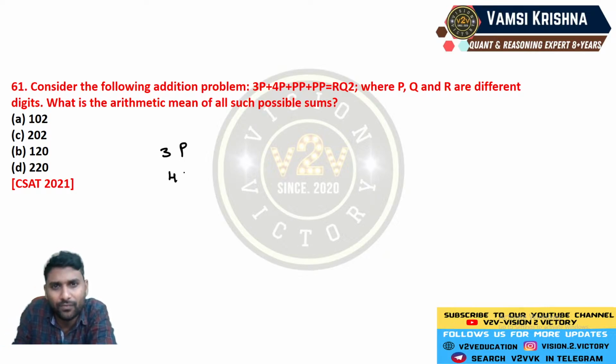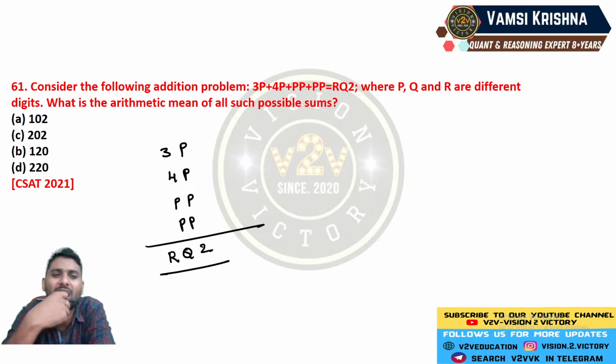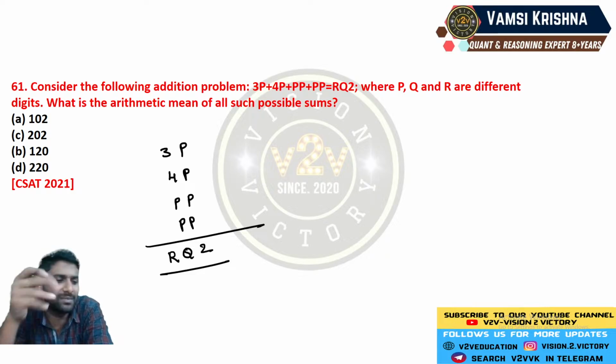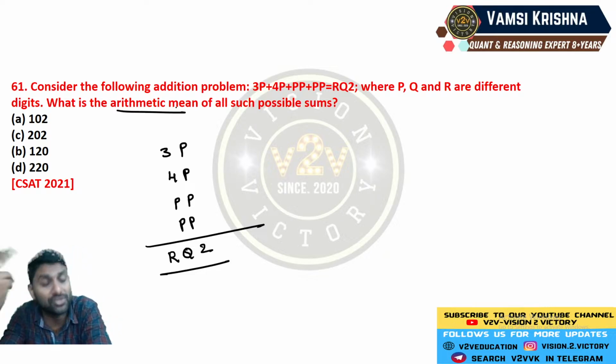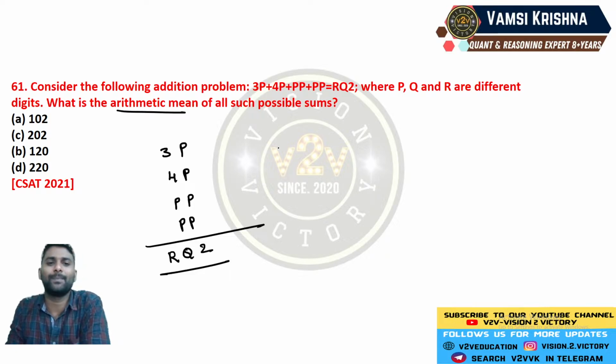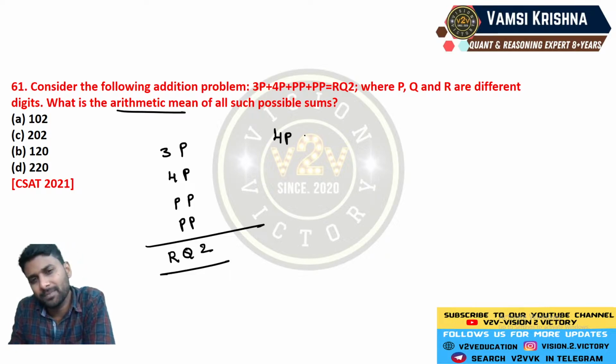3P, 4P, PP, and PP. If you add all those four two-digit numbers, the result must be RQT. Now they clearly mention that P, Q are different digits. Then what is the arithmetic mean? Mean means average, the average of all such possible sums. Now, whatever the result, the units place must be 2. So what is the possibility? Either P must be 3 or P must be 8 only. There are two possibilities.